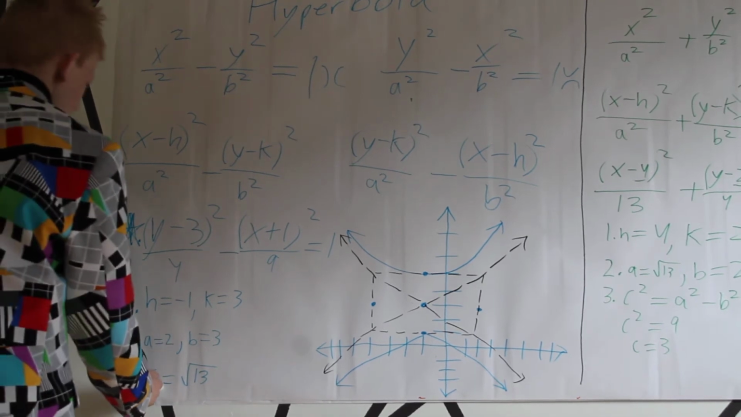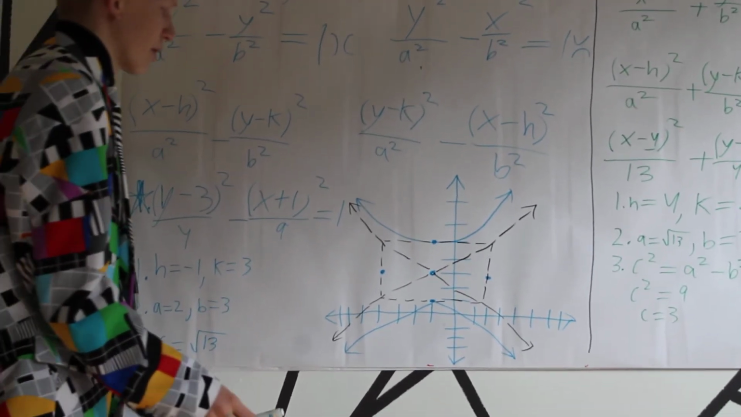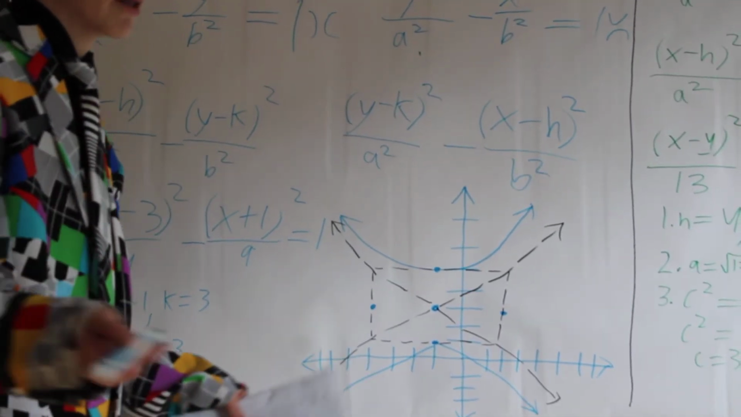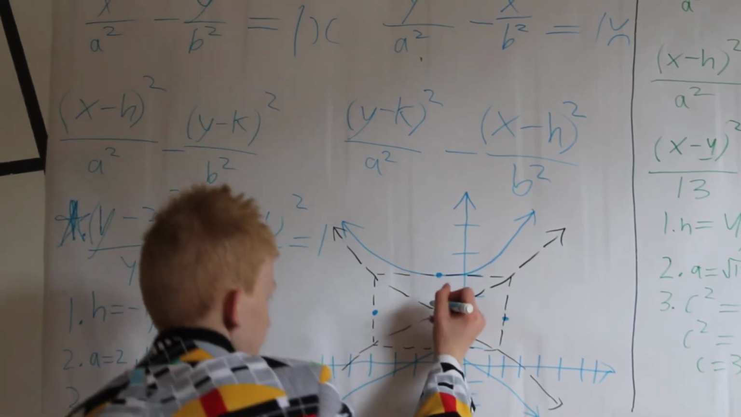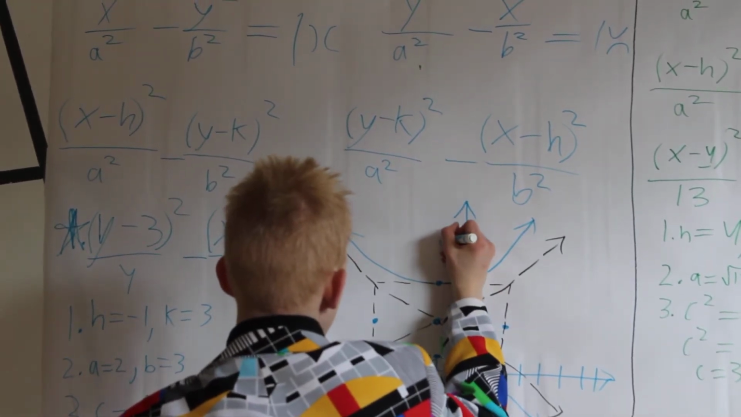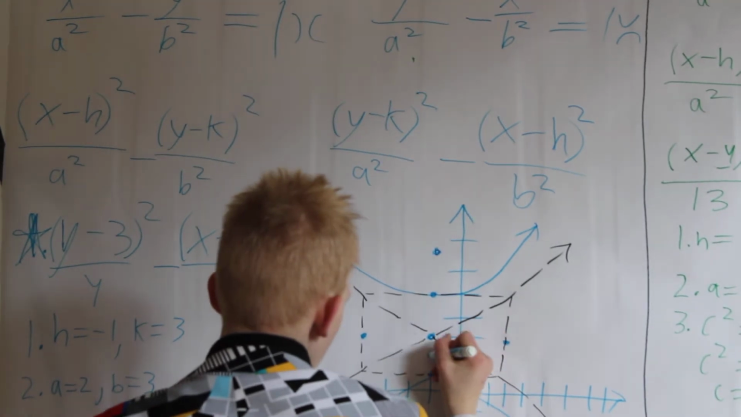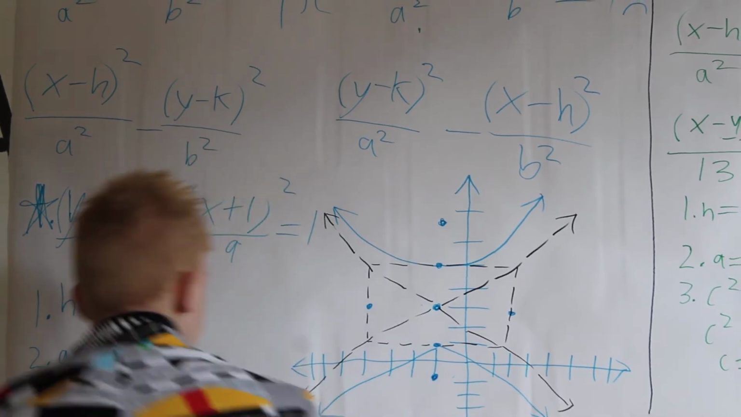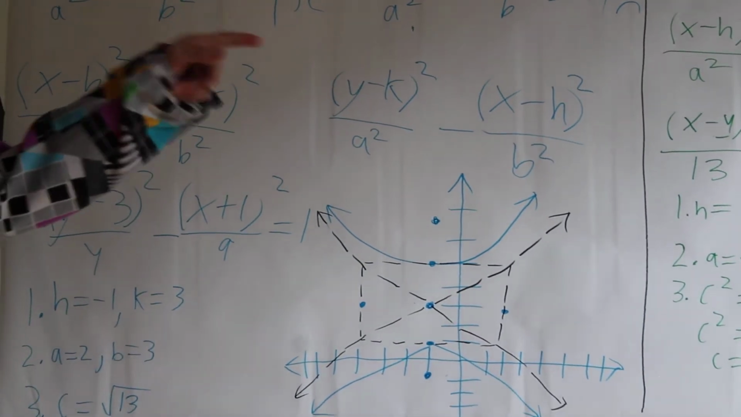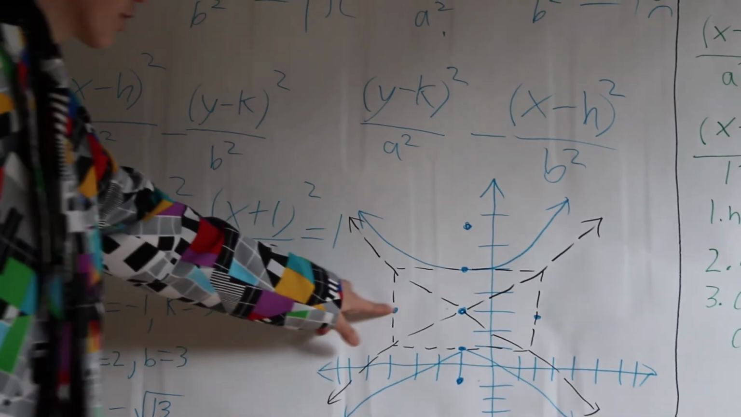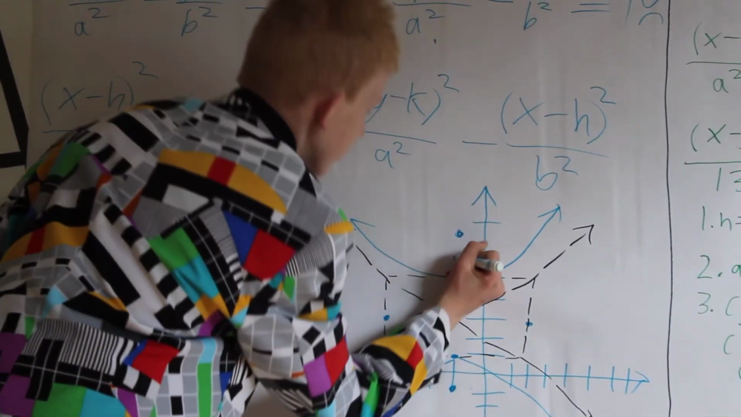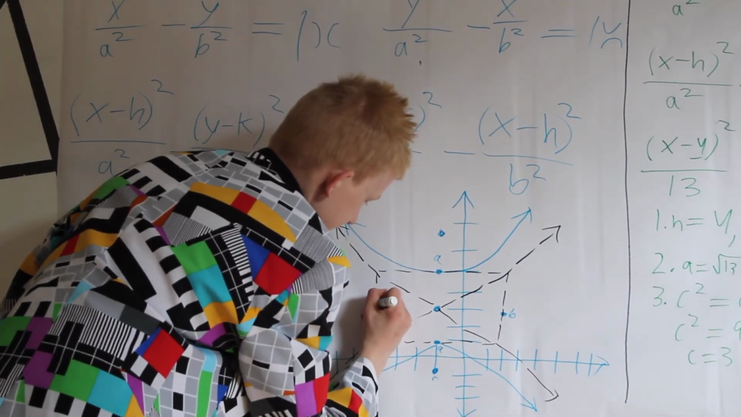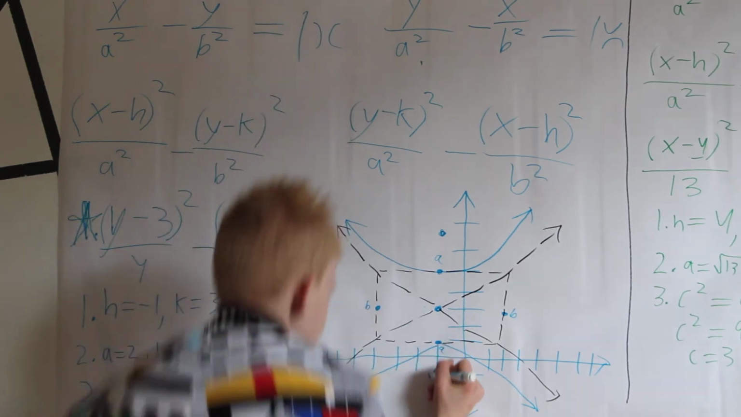We would also like to get your foci. Foci are going to be square root of 13 away from this point. So I'm going to count away square root of 13, which is about 3.6. So we go 1, 2, 3, about 0.6, which is about here. And 1, 2, 3, about 0.6, which is about here. And there you go. And these are your foci.